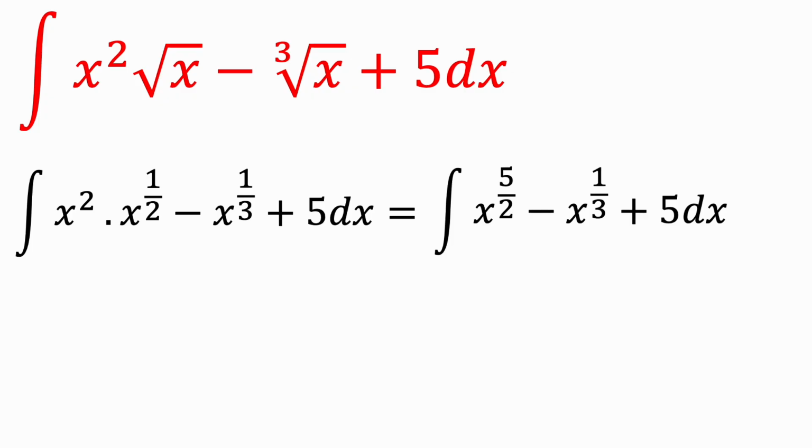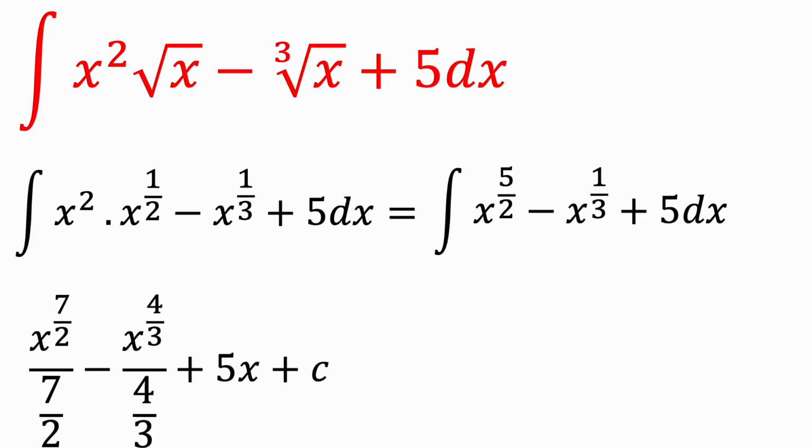Next, for the cube root of x, I rewrote it as x to the power of 1/3, plus 5. Okay, so now x is raised to the power of 5/2. What was the rule that we agreed upon? We need to add 1 to its exponent. So the first term becomes x to the power of 7/2 over 7/2. Following that, we get x to the power of 4/3 over 4/3. For the constant term, the integral is simply 5x plus c.